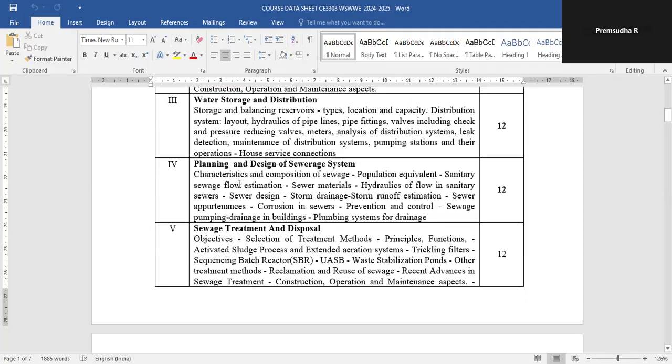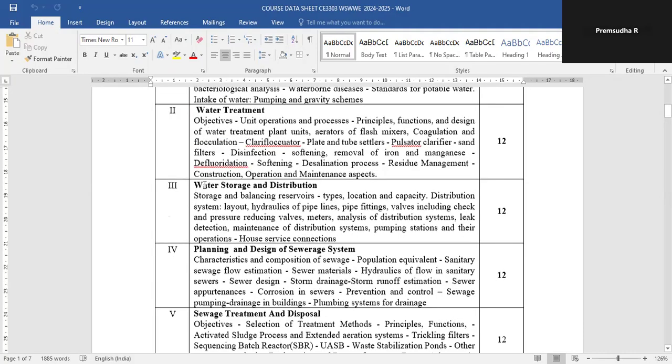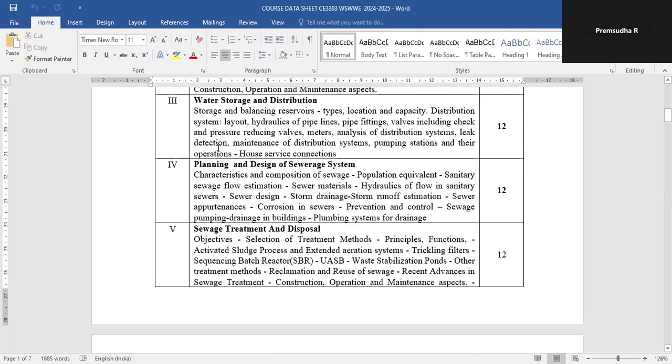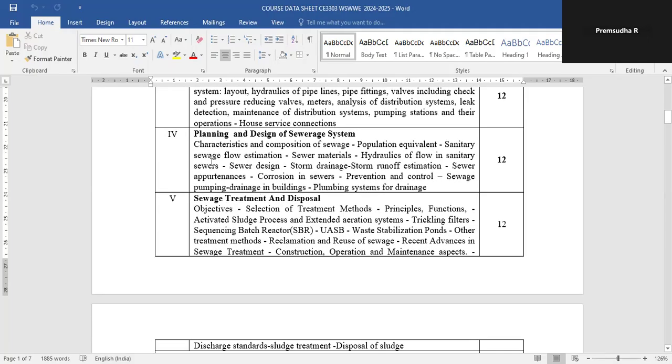The fourth unit is sewerage. Once the water is supplied to the houses, that water comes out as wastewater, which we call sewage. The system which collects the sewage is called the sewerage system. So the fourth unit is planning and design of sewerage system. What are the characteristics of sewage, the composition of sewage, and how sewage comes, that is, the source. Here we are seeing only the wastewater coming from the houses. Then after collection of sewage, how to treat the sewage.